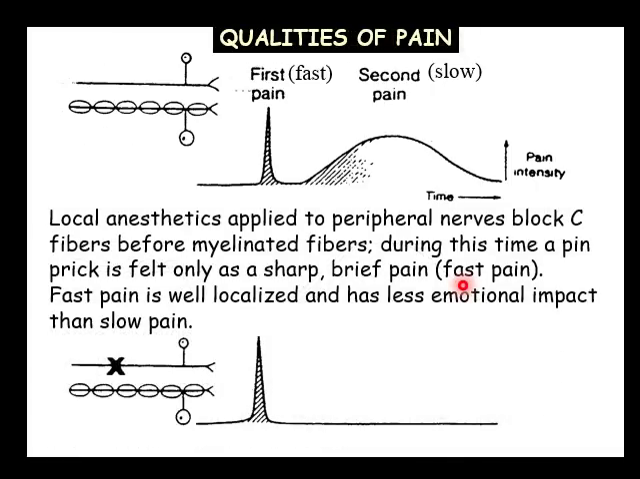If, on the other hand, you apply a local anesthetic, such as xylocaine, to the peripheral nerve, you'll find the unmyelinated C fibers are blocked. The lightly myelinated A delta fibers continue to conduct. You'll feel the fast pain, but not have as much emotional impact of the pain.